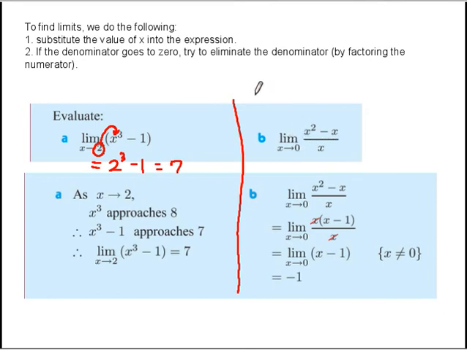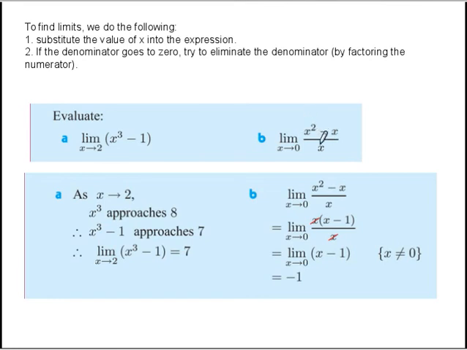So let's look at an example where it does become 0. If I were to try this substitution method first, I would plug in 0 in here, and I would get 0 squared minus 0 over 0. But that's 0 over 0, so that's undefined. That's not going to help me. So we can't use this method of substituting this number in here to find the limit.